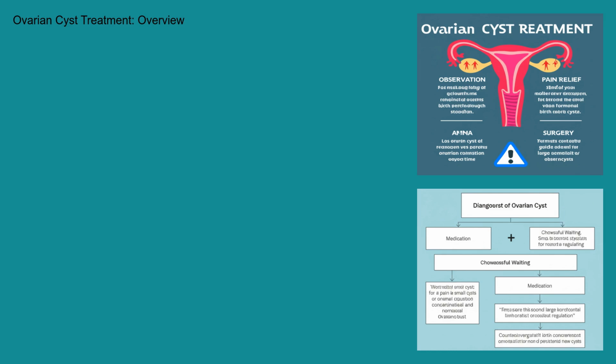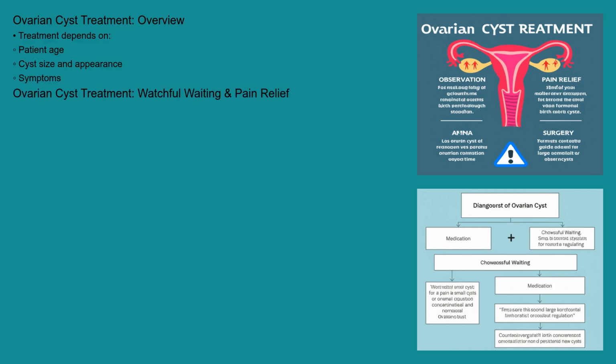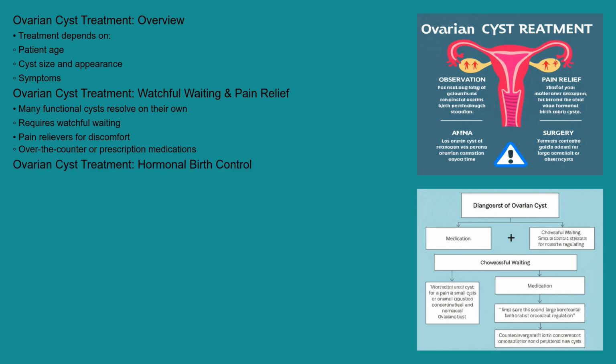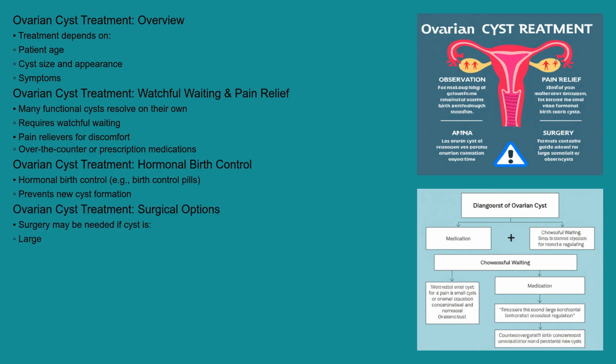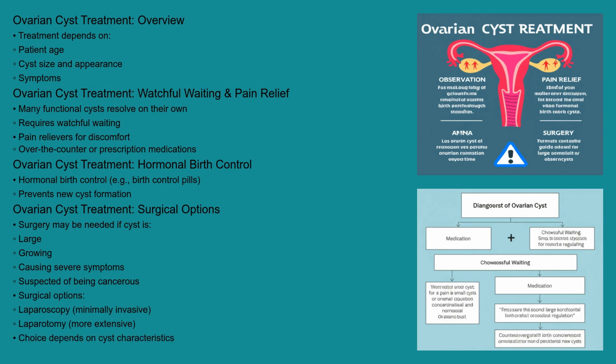Treatment for ovarian cysts depends on several factors, including the patient's age, cyst size and appearance, and symptoms. Many functional cysts resolve on their own within a few menstrual cycles, requiring only watchful waiting. Pain relievers, like over-the-counter or prescription medications, can manage discomfort. Hormonal birth control, such as birth control pills, can prevent the formation of new cysts. If the cyst is large, growing, causing severe symptoms, or suspected of being cancerous, surgery may be necessary. Surgical options include laparoscopy, a minimally invasive procedure, or laparotomy, a more extensive surgery. The choice of surgical method depends on the specific characteristics of the cyst.